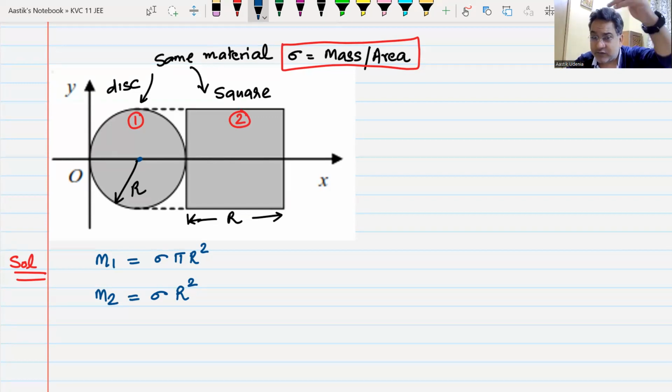Now, since we have already done the first question and I have told you how to go about this one, can you tell me what is the x position of center of mass? I will give you 2 minutes to do it.